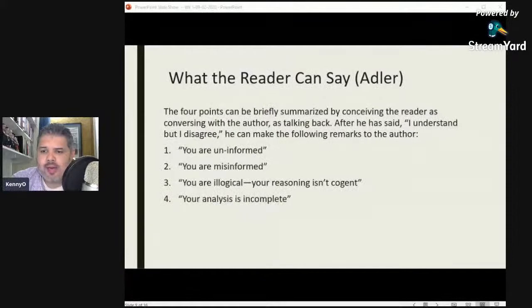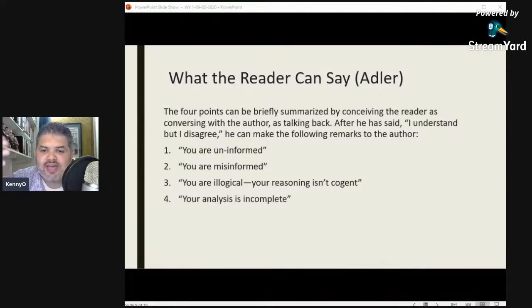So I've basically told you what Adler says you cannot say. But here's what Adler says you can say. I'll put it on the screen there. He says the four points can be briefly summarized by conceiving the reader as conversing with the author. That's what I said earlier: pretend you're having a conversation with the author.